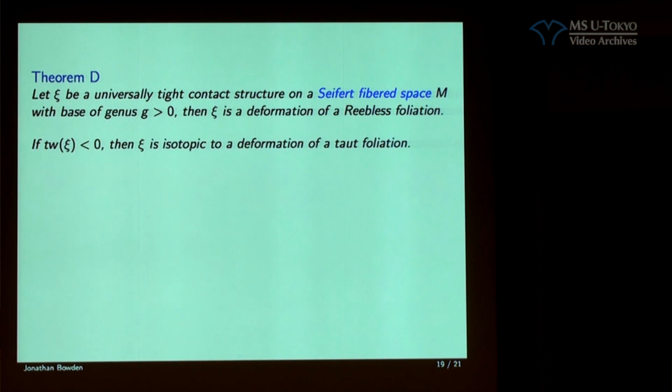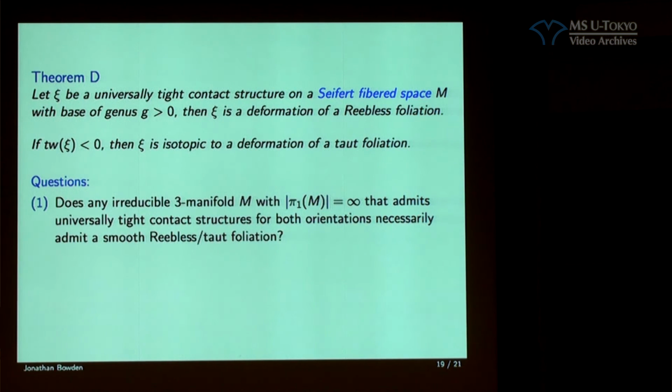So in the genus 0 case, you have examples of manifolds that admit universally tight contact structures, but no taut foliations at all, given by certain small Seifert fibered spaces. But these things do not admit tight contact structures in both orientations, which is the actual necessary condition. So I want to conclude with two questions, which are exactly about this. I don't know, people in this room maybe can tell me.